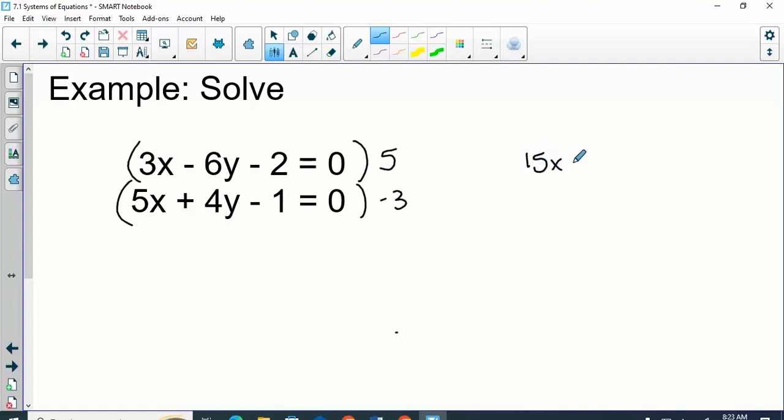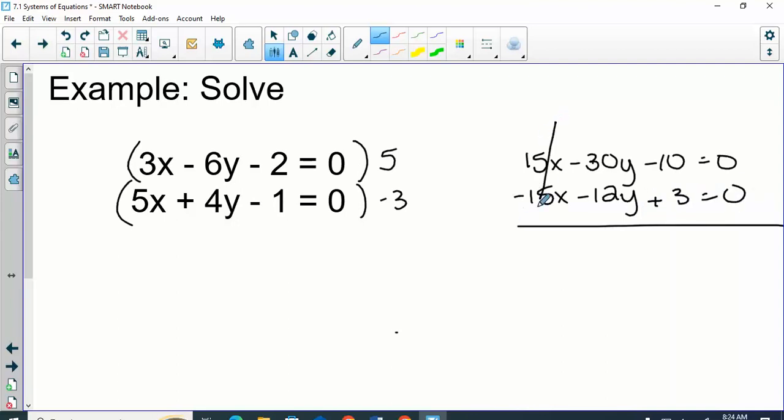So I get 15x minus 30y minus 10 equals 0. And -15x minus 12y plus 3 equals 0. So when I add those, they cancel. So -42y minus 7 equals 0. So -42y equals 7. Divide by -42 and you get -1/6.